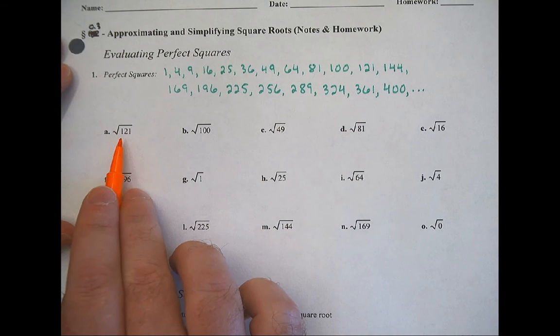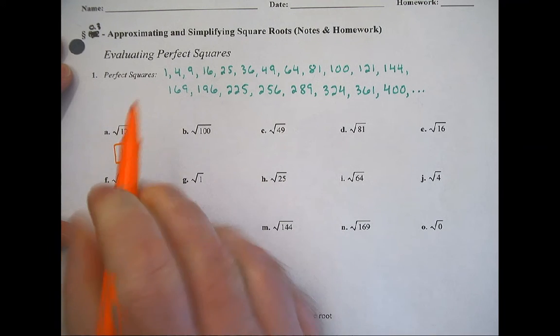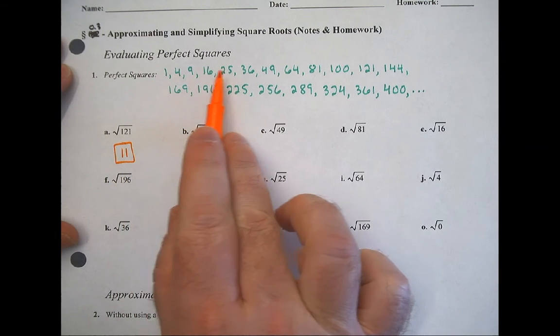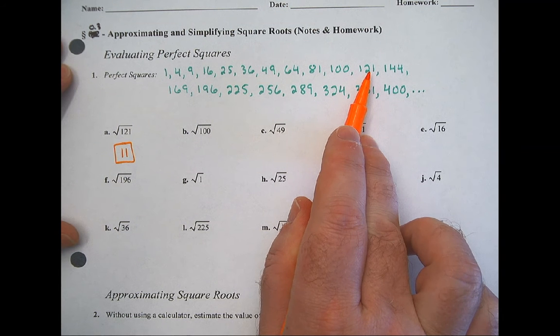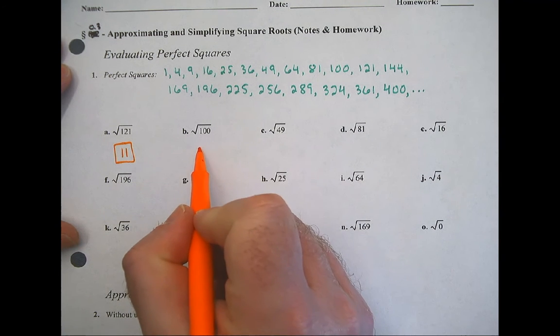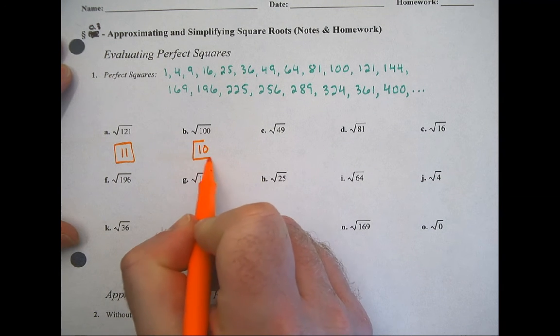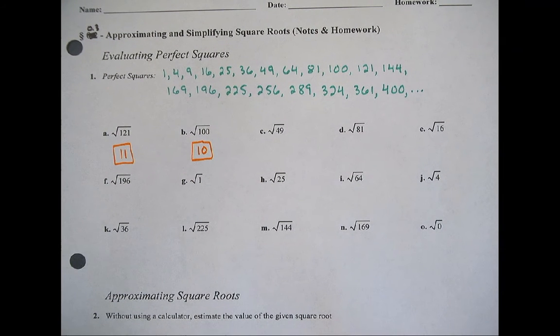All right, so 121, that's 11. Pause here. So I figured that out because 1, 2, 3, 4, 5, 6, 7, 8, 9, 10. That's the 11th one in my list. It's also 11 times 11 is 121. So when I square root 100, it's basically saying what times what is 100. 10 times 10 is 100. So we just write it down once. The square root of 100 is 10. So pause here and fill in the rest.